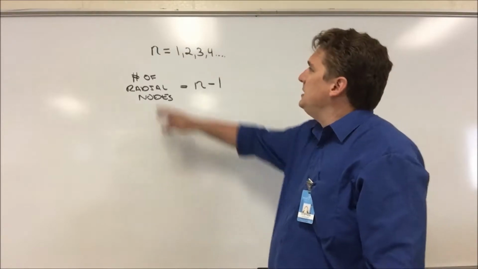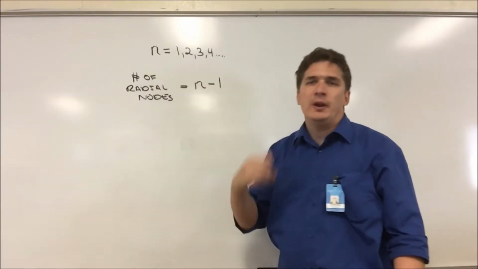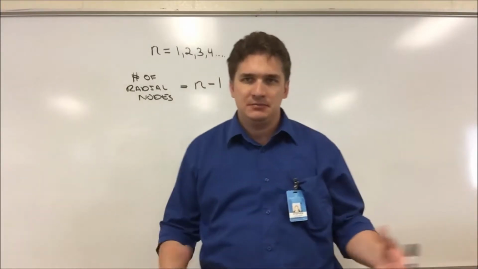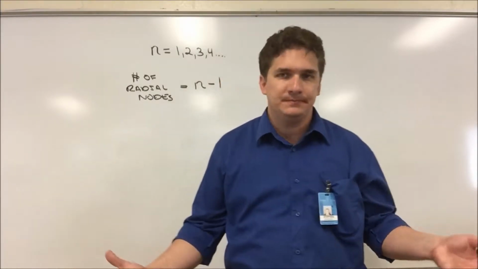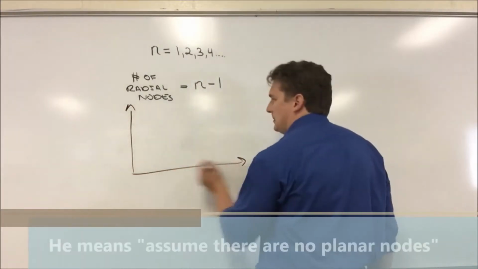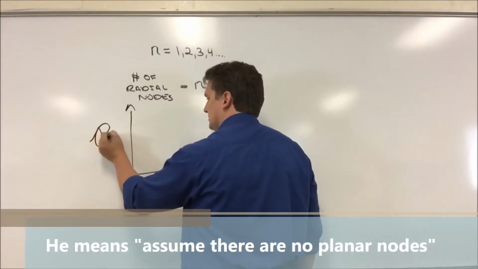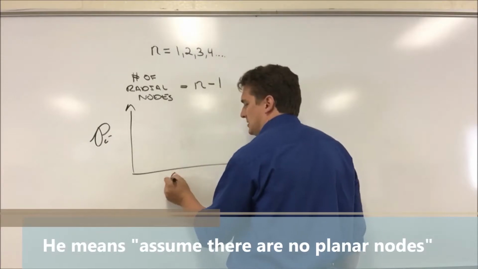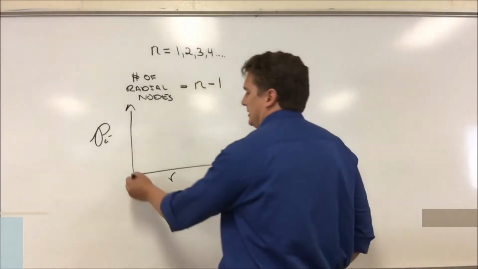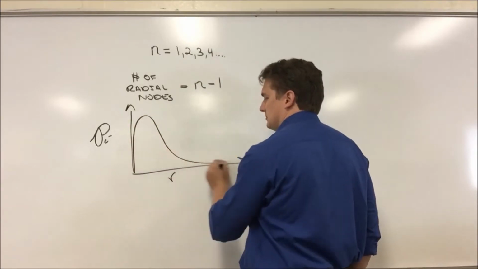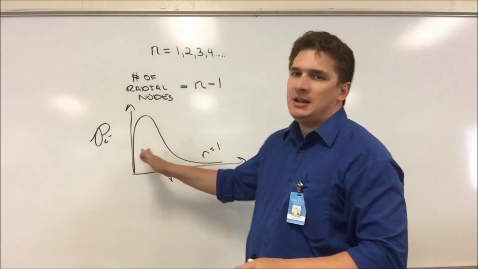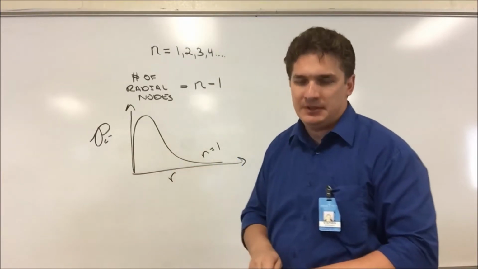So if we have n equals 1, we have no radial nodes. What does this mean for us? Well, let's say we had a spherically symmetric atomic orbital, an s orbital, and we looked at the probability of finding the electron as a function of distance away from the nucleus, r. For n equals 1, it's going to look continuous. So we don't see any break in the electron density as we move away from the nucleus.